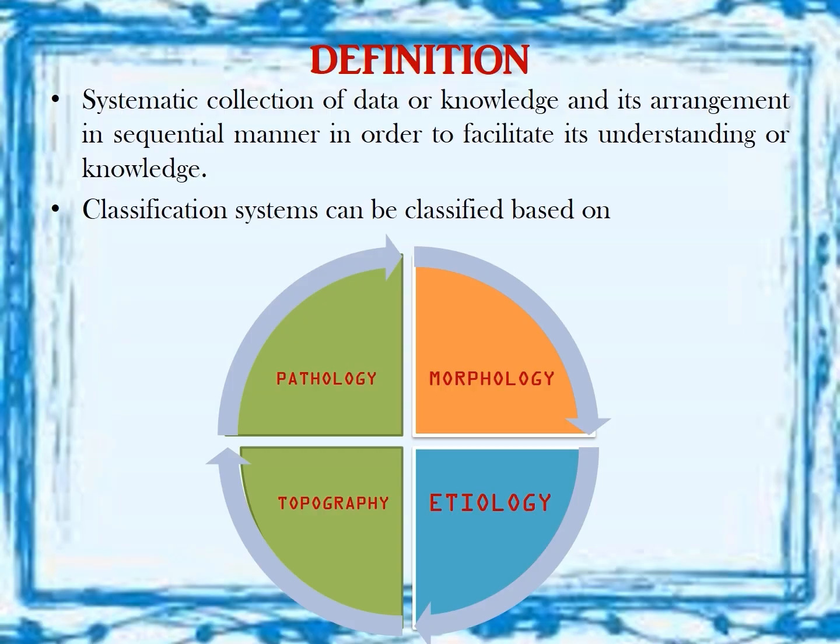Classification is defined as a systematic collection of data or knowledge and its arrangement in a sequential manner in order to facilitate its understanding or knowledge. Classification systems can be basically classified based on pathology, morphology, etiology, and topography.